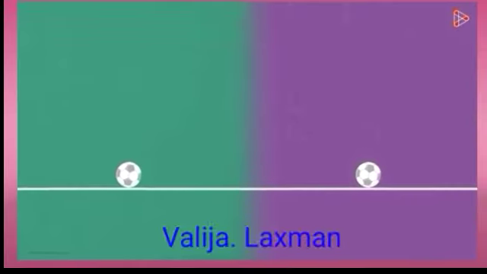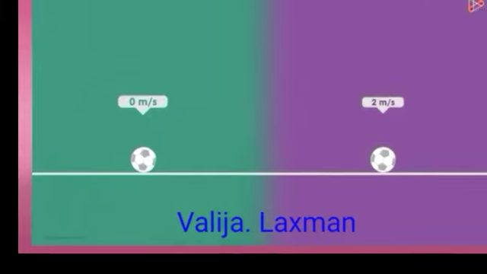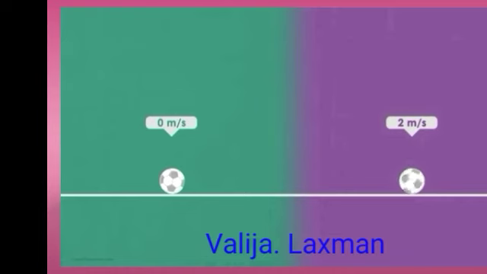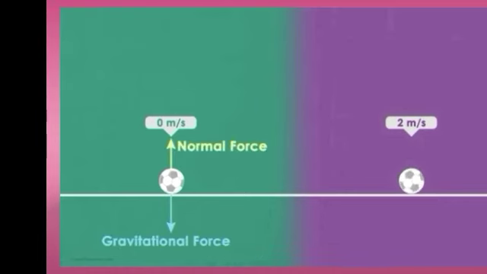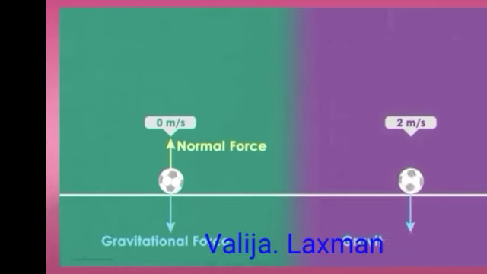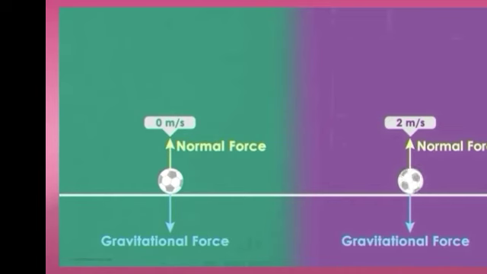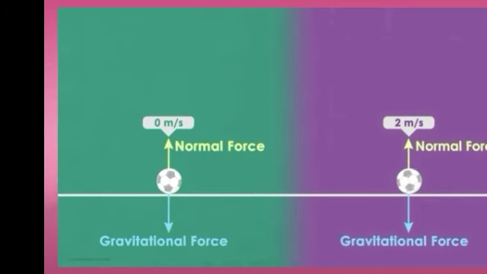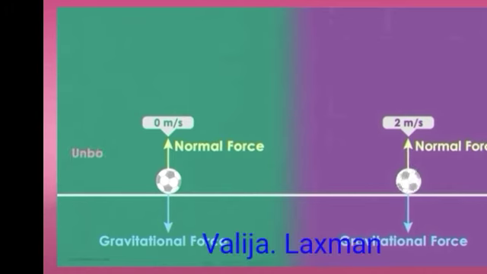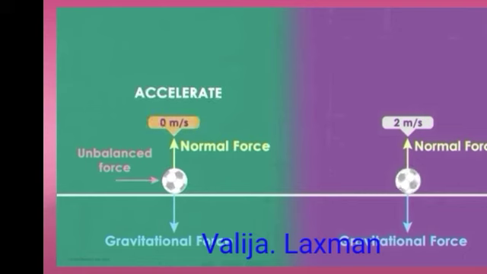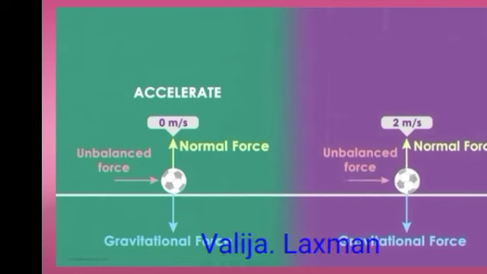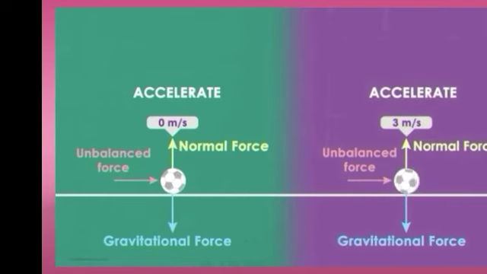Consider a ball on the ground at rest. On the ball, two balanced forces are acting. One is the normal force in the upward direction, and the other is the gravitational force in the downward direction. This ball is at rest, so in order to bring the ball into motion, we have to apply an unbalanced force.